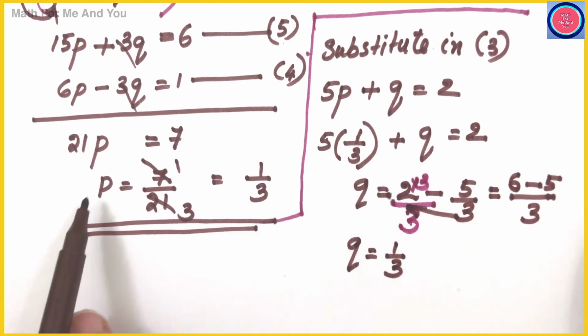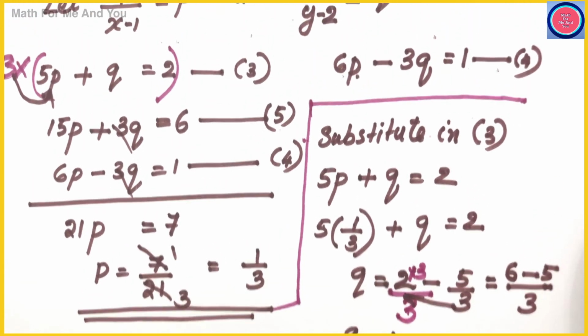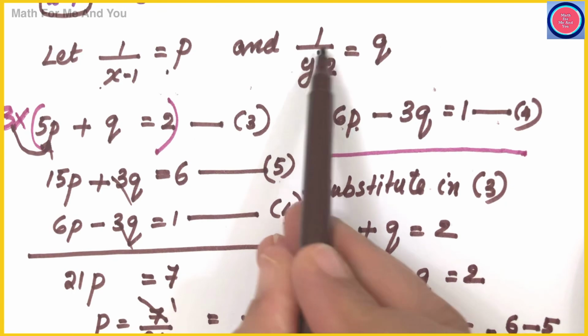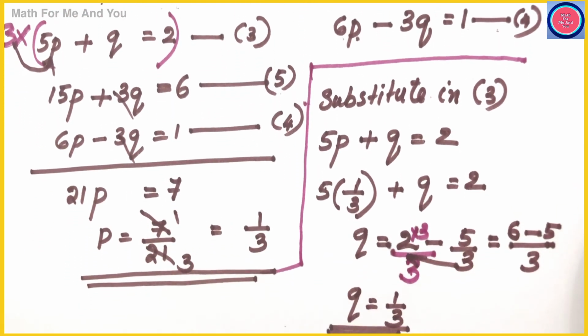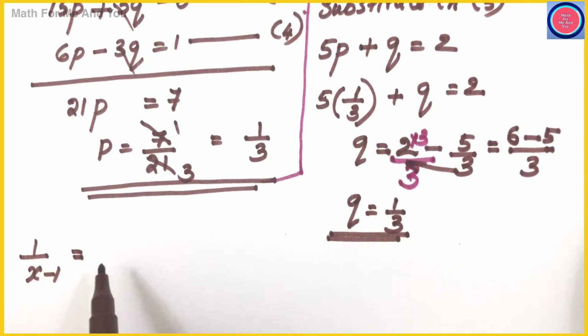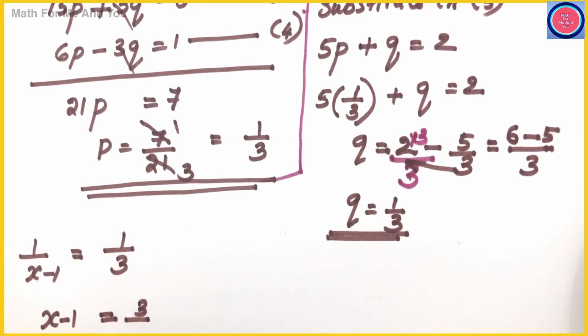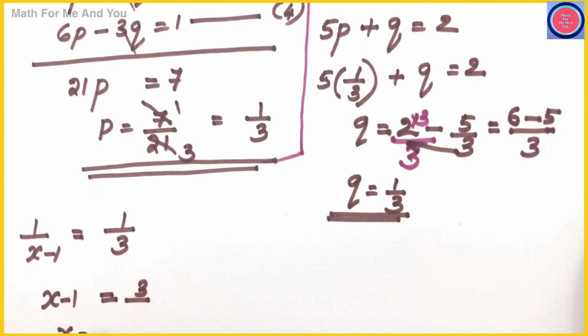So p and q are not the final answers. We need x and y. How can we find that? We have already taken what is p and q. So substitute these values over there and find x and y. What is p? 1 over x minus 1 is p. And what is q? 1 over y minus 2 equals q. So we have selected p as 1 over x minus 1. And now we get p equals 1 over 3. We want x, so take the reciprocal. x minus 1 in the numerator, and on the right side 3 over 1. Over 1 no need to write. x minus 1 equals 3. What is x? x equals 3 plus 1. That is 4.